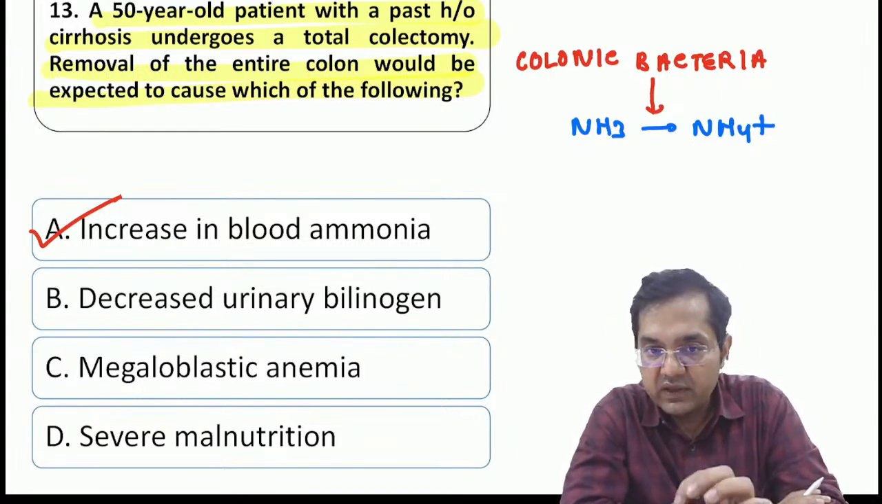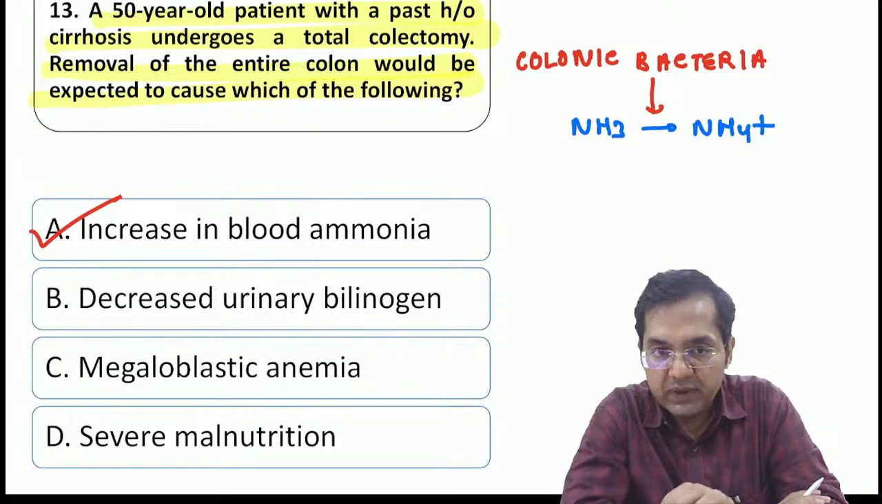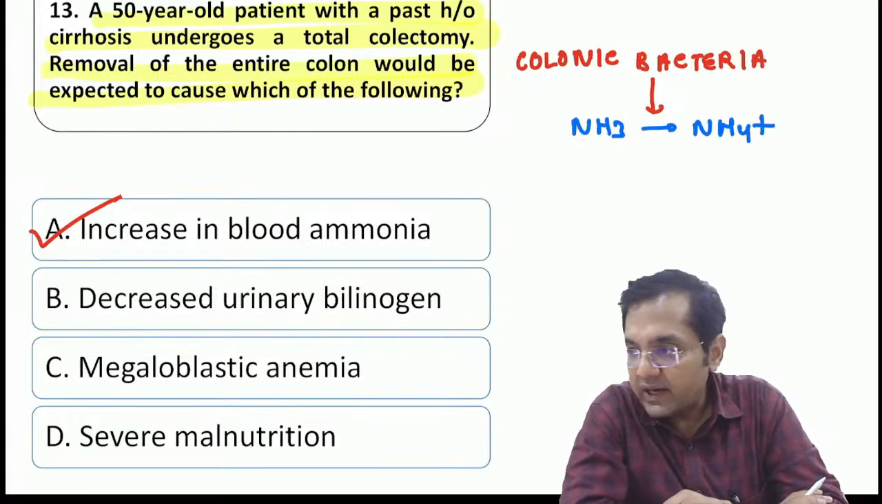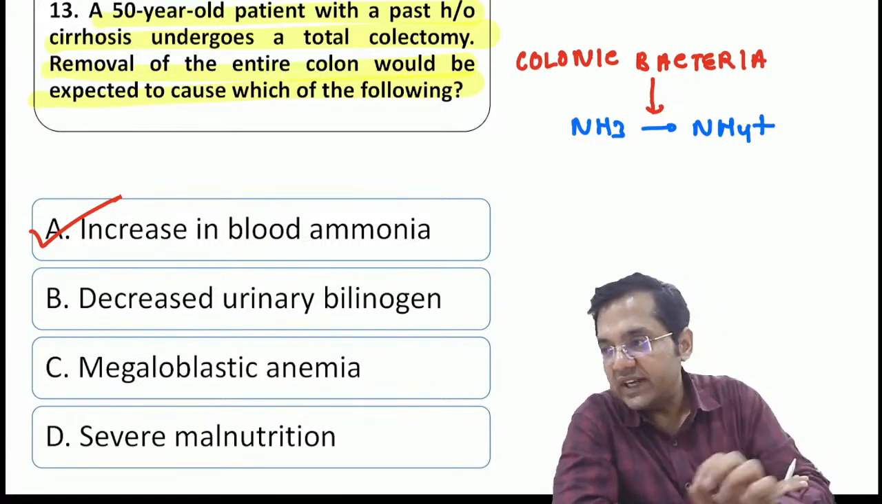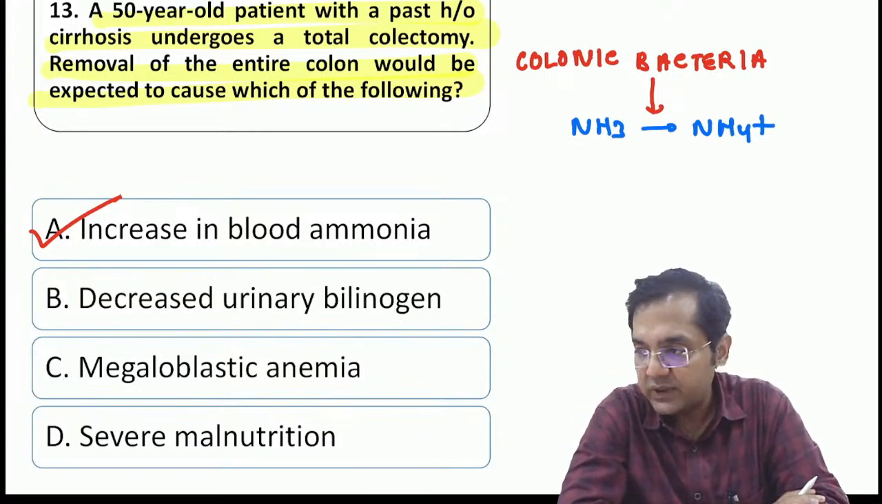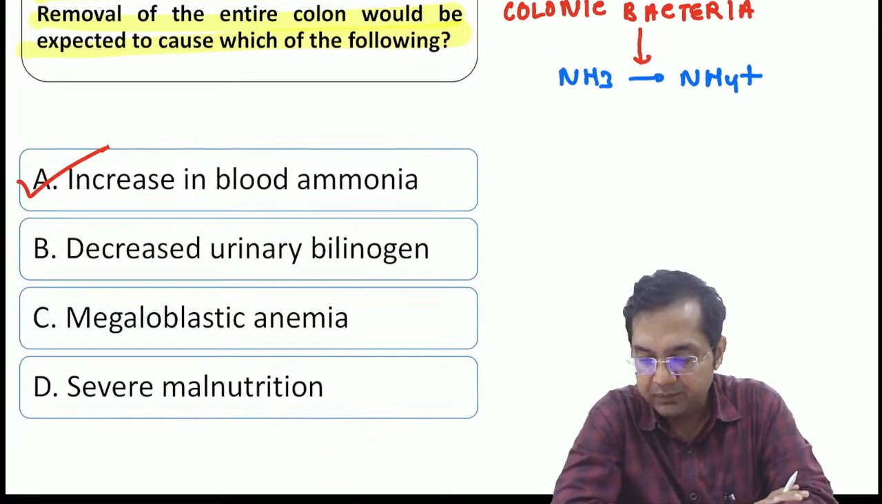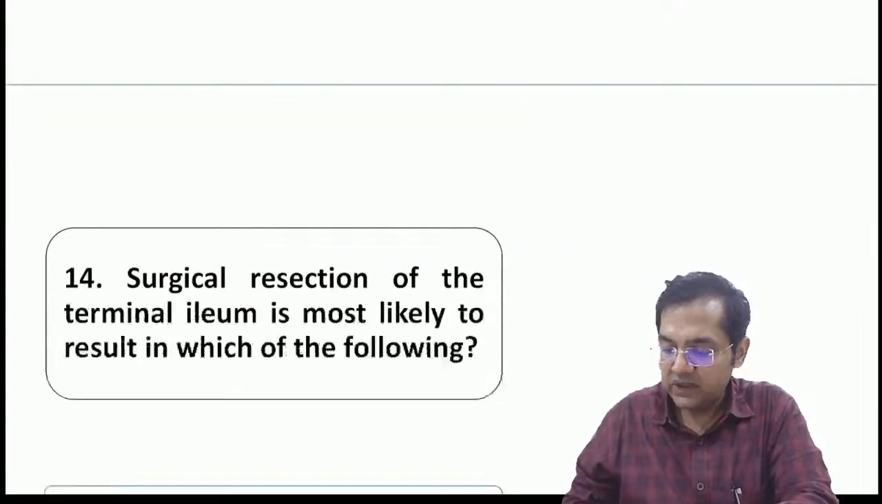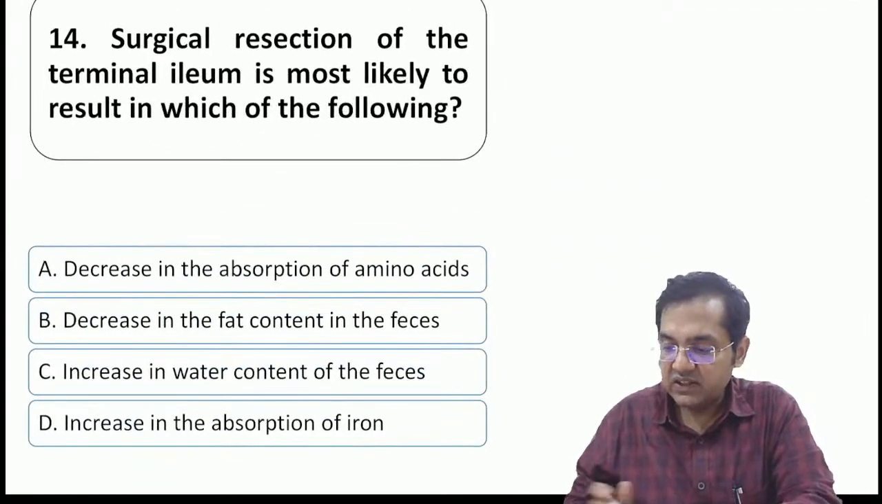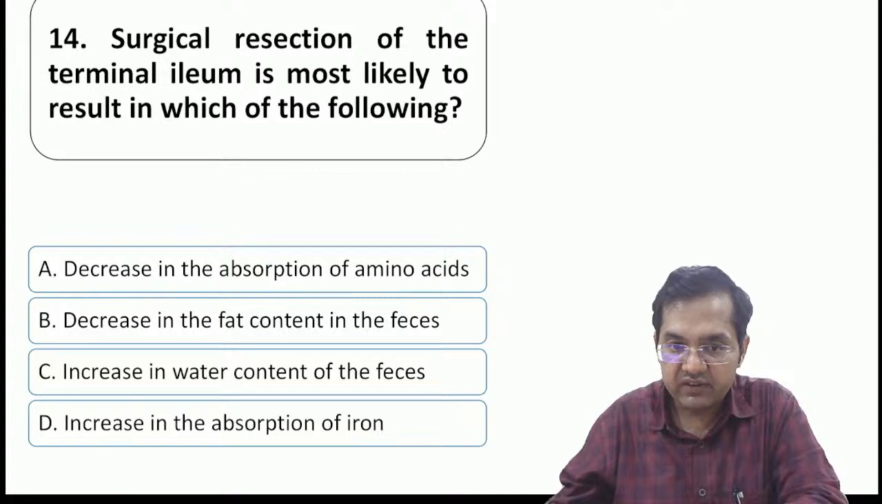If you know this fact, you could have easily given me the answer. Increase in blood ammonia. Remember, colonic bacteria also act on dietary fibers to produce short chain fatty acids. That question also we will discuss just in a while. Moving on to question number 14. Surgical resection, again an interesting, a difficult one I would say, tough question, next one also.